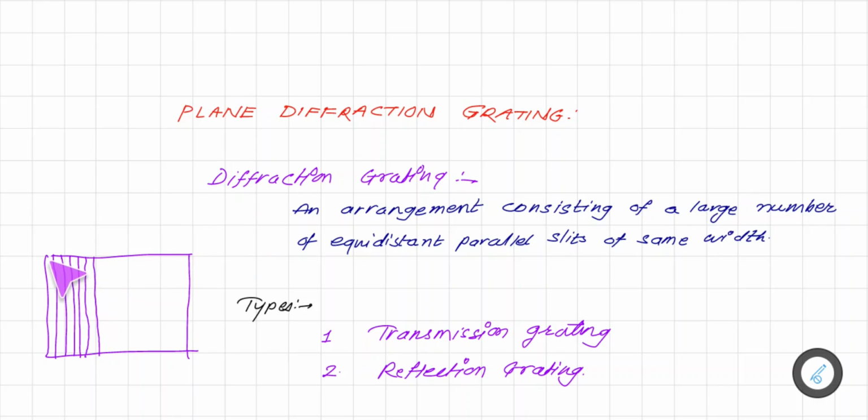Whereas if we take a reflecting surface and make such kind of arrangement on the reflecting surface, then after making the grooves we get opaque portions, and between two opaque portions we get a reflecting surface. So that kind of grating element is called a reflection grating. So these are two types of gratings.